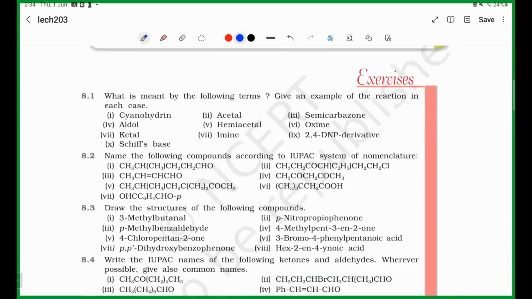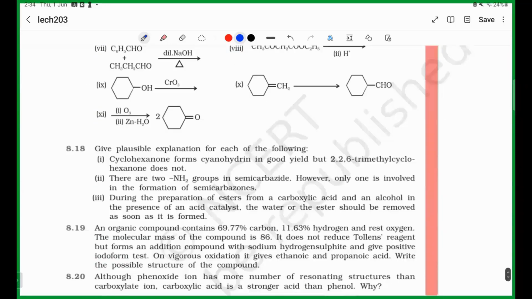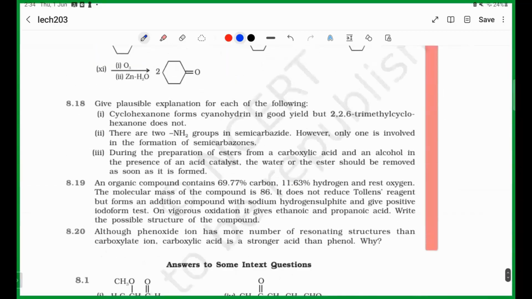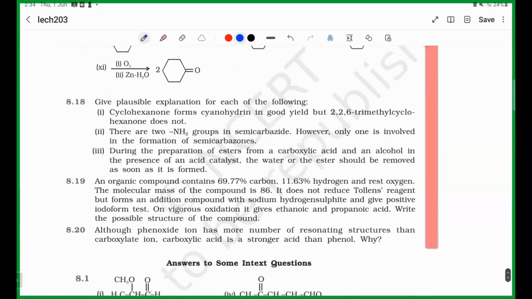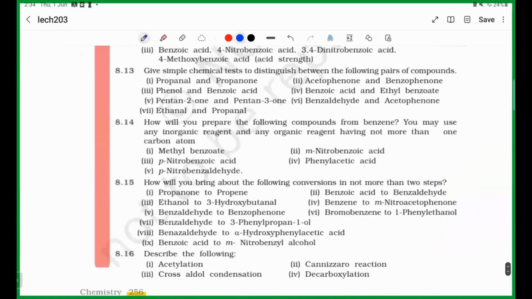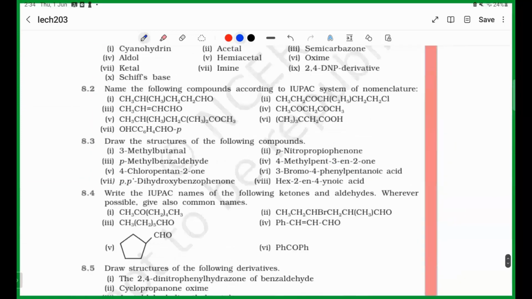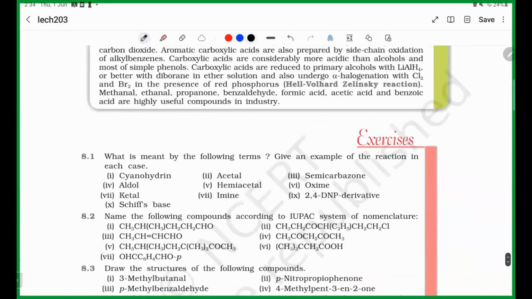So there are around 20 exercises, right? We'll do them. So first question: what is meant by the following term, cyanohydrin?